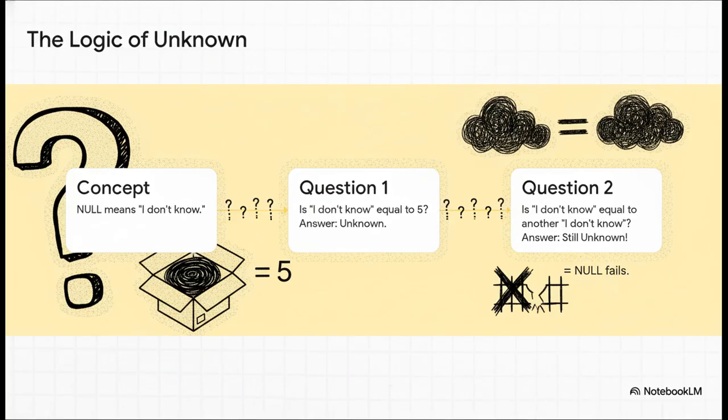And here's the simple logic behind that rule. Just think of null as meaning, I don't know. So if I ask you, is the I don't know value in this box equal to the number 5? You can't say yes or no. The only honest answer is, I don't know. But here's the real mind bender. What if I ask if one I don't know is equal to another I don't know? Well, you still can't be sure. They could be two totally different unknown things. The answer is always unknown. And that's exactly why equals null just doesn't work.